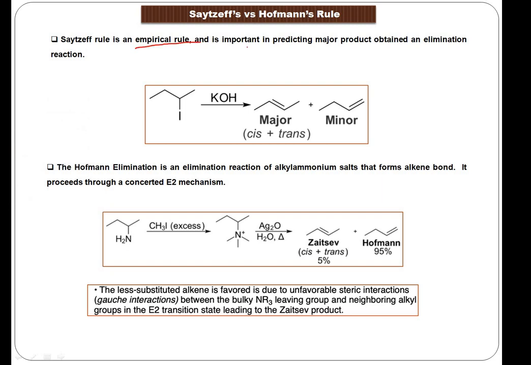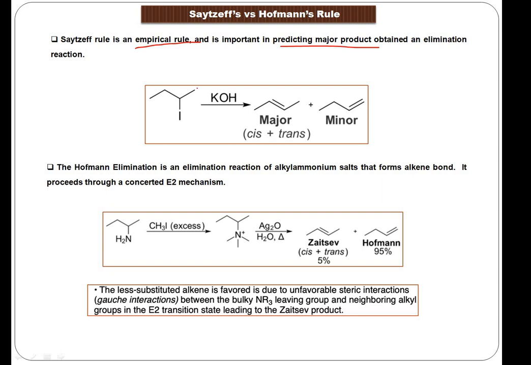And what is its importance? It helps us in predicting the major product obtained in any elimination reaction. If you have any elimination reaction, after the elimination of the atoms or groups, we'll get two types of products. Now, which is the major one? That is predicted with the help of Saytzeff's rule. To understand this, let's go to this reaction.